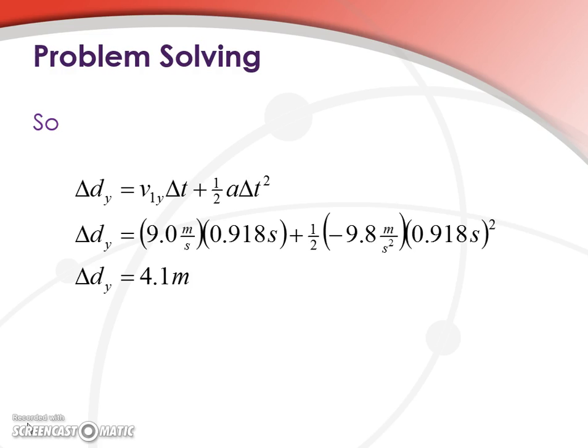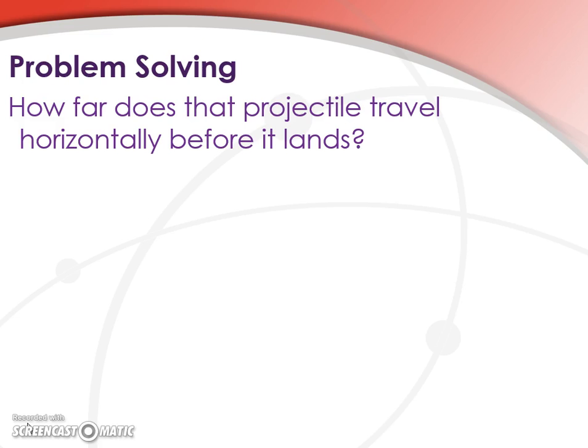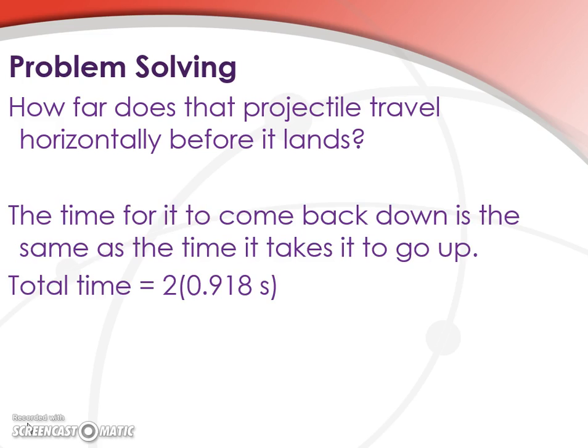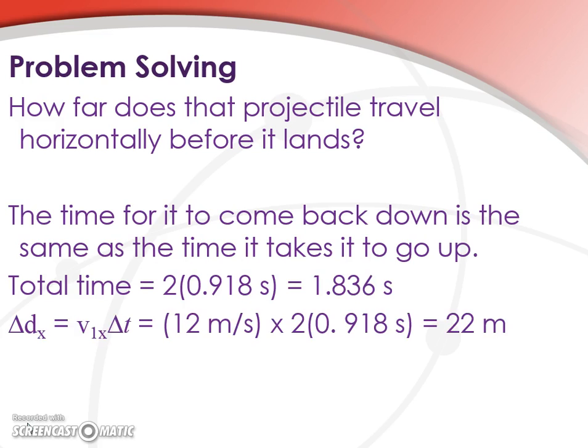And we could also use that time, if we wished, to find out how far the projectile traveled horizontally as opposed to vertically. So we can say that the time to come back down is the same as the time it took to go up. So our total hang time is 0.918 seconds times 2. And then we can use the horizontal speed of 12 meters per second to get our range, 22 meters.